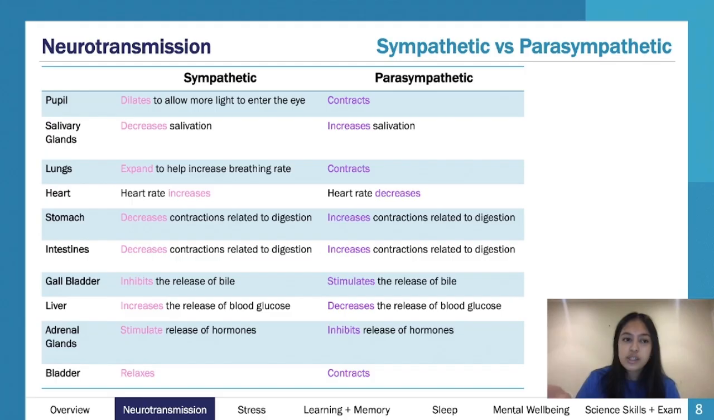I say that because in short answer, they'll ask you to name like two or three changes. So go for the easy ones: go for the pupils, go for the heart, go for the lungs. But in multiple choice, there might be something about the bladder or the stomach, which are typically harder to remember than, for example, the heart. So try to expose yourself to as many multiple choice questions as you can covering this sort of thing. And then essentially parasympathetic is just the opposite.